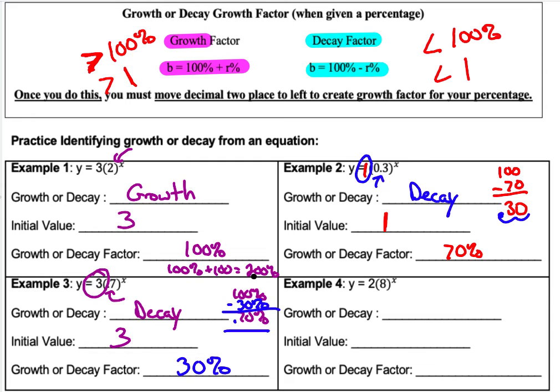All right, last one. Hopefully you picked up on the patterns here for us. So we're going to look in here and I see an 8. That's clearly greater than 1. So this is growth. My initial value is that number out front of 2. And here I went from 100% to 800%. Well, that means they added 700% increase. So it's growing by a huge amount.